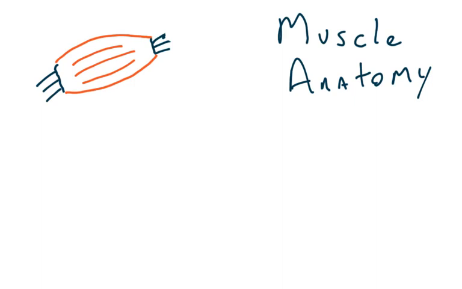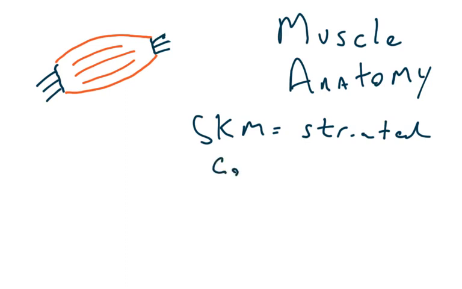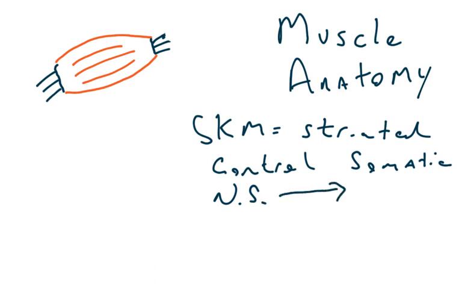And so when we start talking about skeletal muscle, particularly when it comes to movement, skeletal muscle, which I'll abbreviate as SKM for this lecture, is a striated muscle that is controlled by the somatic nervous system, okay? And we know the somatic nervous system as being voluntary.